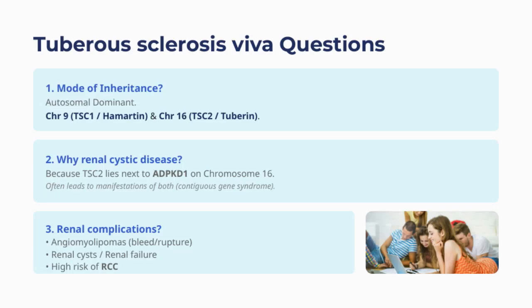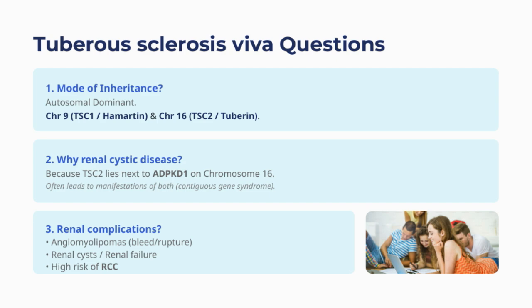Let's now look at the renal complications associated with tuberous sclerosis. One of the main issues we see is angiomyolipomas, which can sometimes bleed or even rupture, leading to significant problems. Additionally, patients may develop renal cysts, and in severe cases, this can progress to renal failure. Importantly, there's also a high risk of renal cell carcinoma, or RCC, which emphasizes the need for careful monitoring.